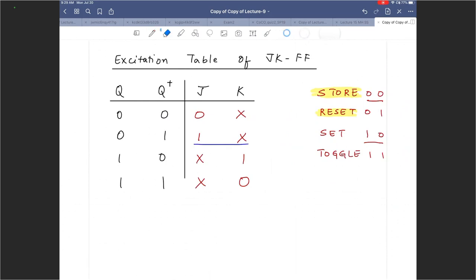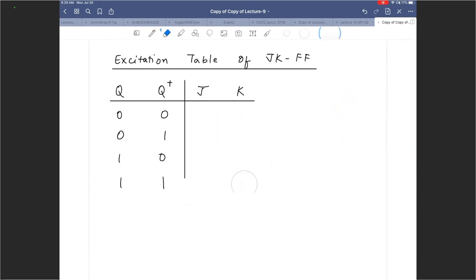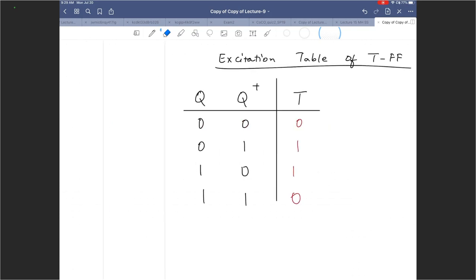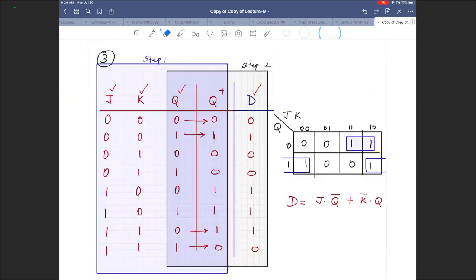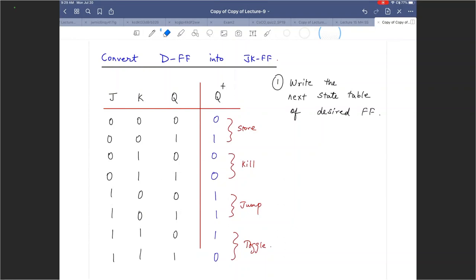I'm going to quickly erase all of this and let us try to derive this as well. I want to derive, based on what I know about JK flip-flops, what do I know about the JK flip-flop? I know its characteristic table, or the next state table, and that's it. That's all we know about the JK flip-flop.